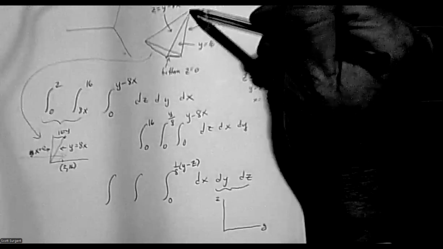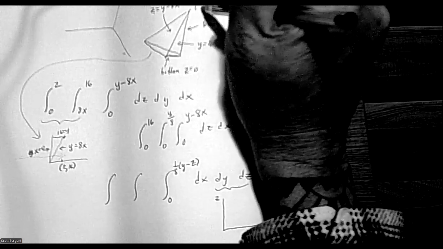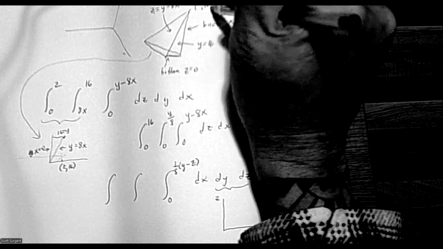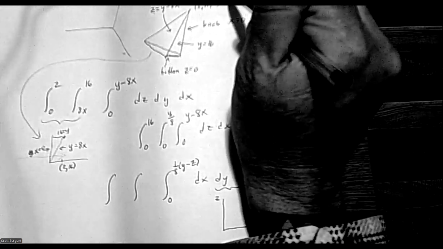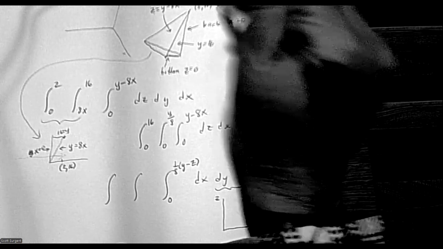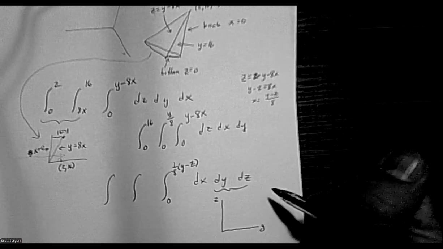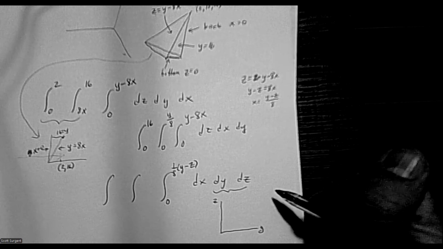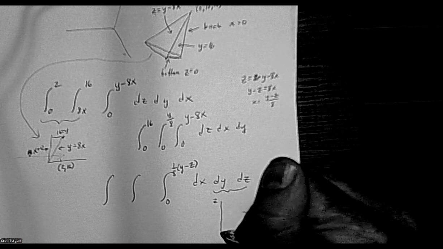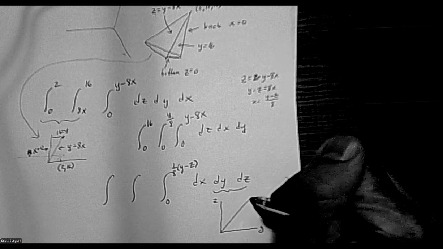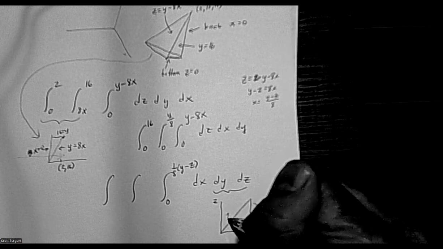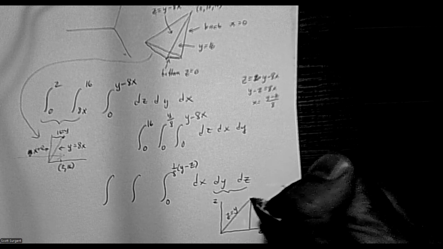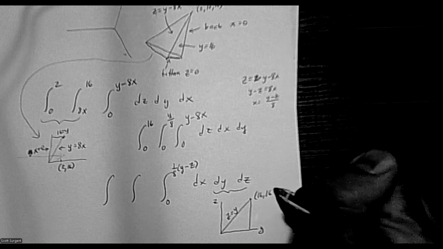I know this is 16, so it's going to be 16 up here. X would be 0, so that means z would also be 16. So I've got a line here in the YZ plane that's basically a 45-degree line. This is the region. So this is going to be z equals y, and this is going to be the point 16, 16.